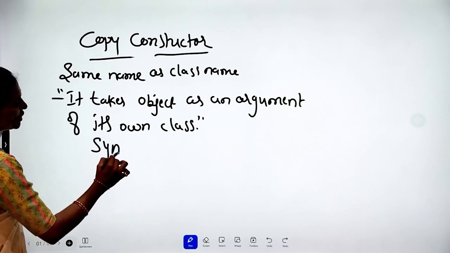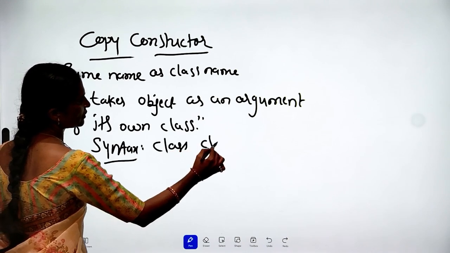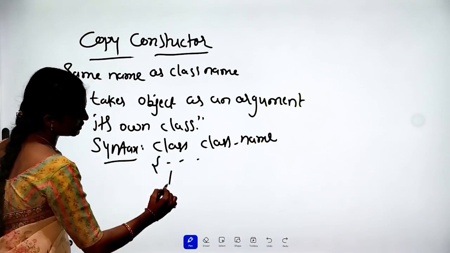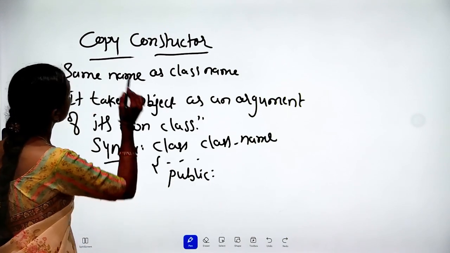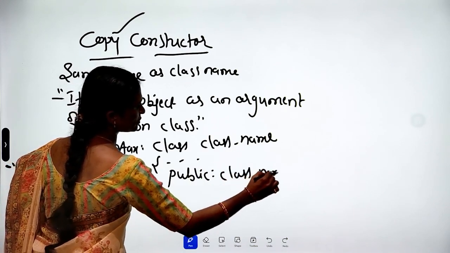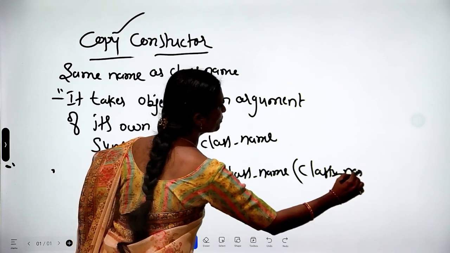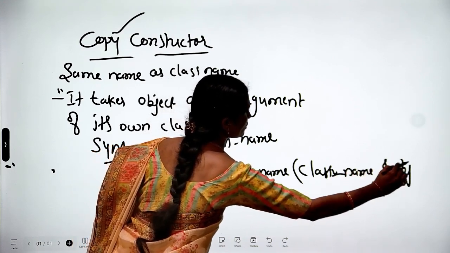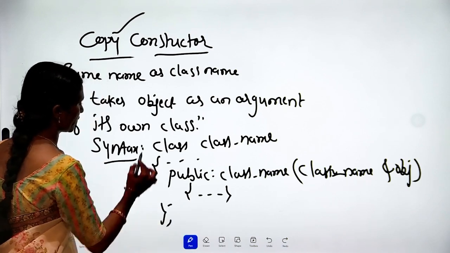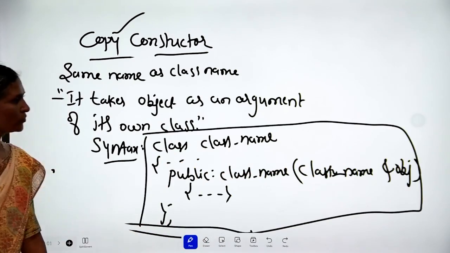So let's understand the syntax and how to do that. Class name, then the public section where we are going to declare the copy constructor. The constructor name is the class name, and it takes the object of its own class. That's the syntax of the copy constructor.